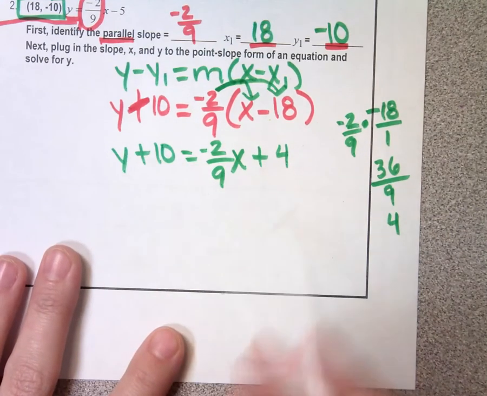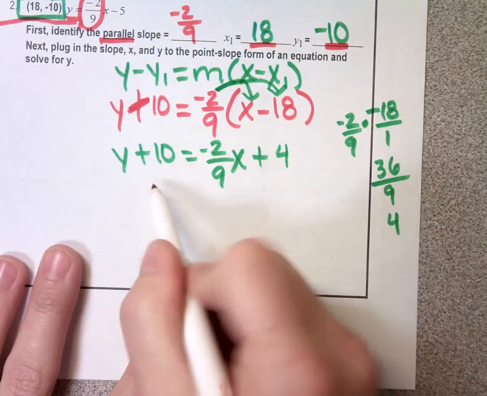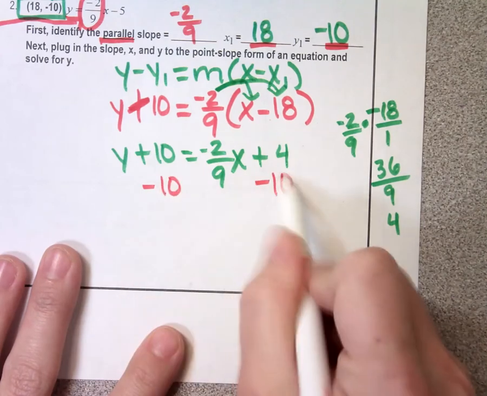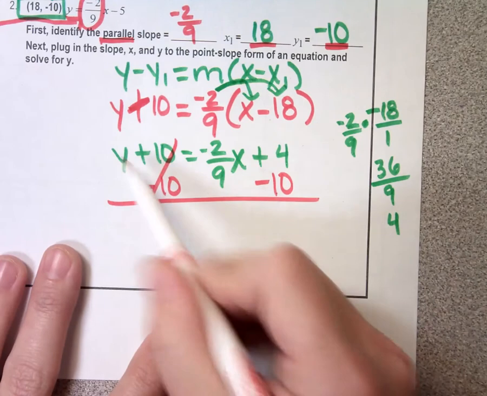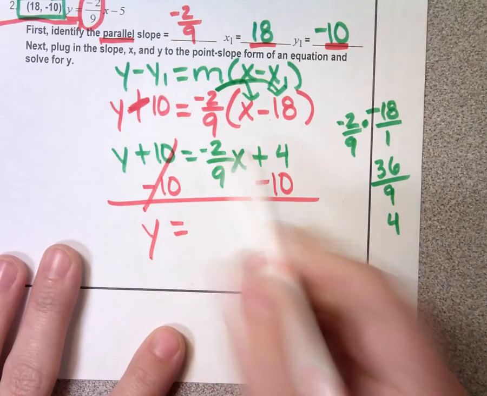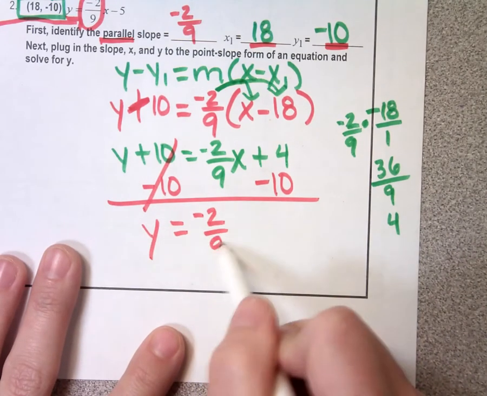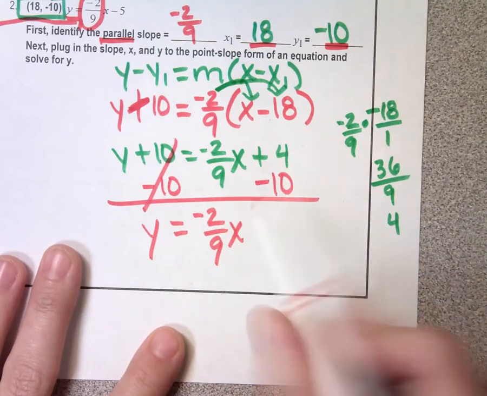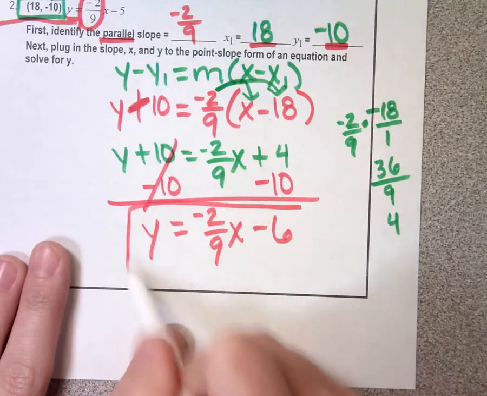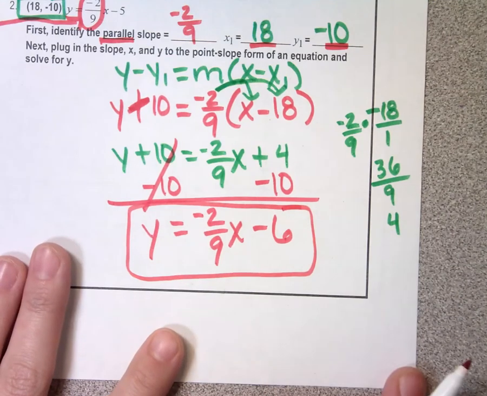In order to get y by itself, I need to move my positive 10. So I subtract 10 from both sides. And things start dropping like flies. That goes, bring down the y, bring down the equals, bring down the negative 2/9 x. And a positive 4 minus 10 makes a negative 6. And there is the equation of my parallel line.